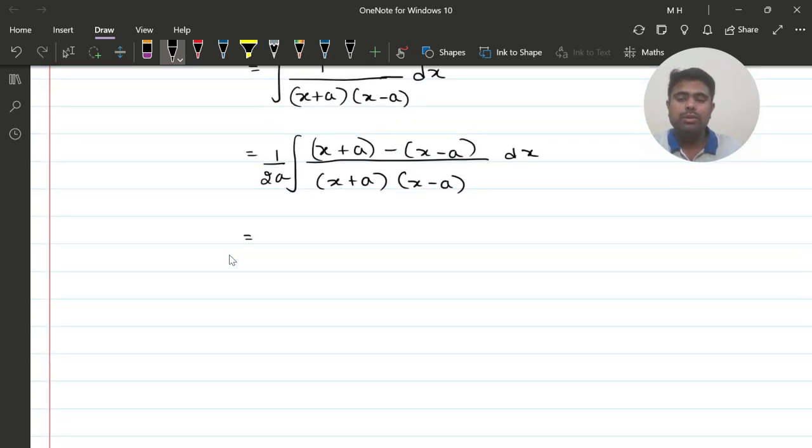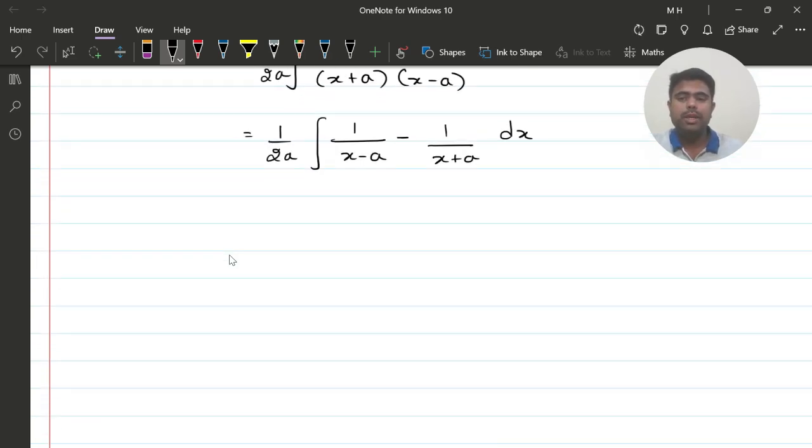So this is equal to 1 by 2a into the integral of, you split the integral now, x plus a by x plus a into x minus a. X plus a cancels, I will get 1 by x minus a, right? Minus x minus a by x plus a into x minus a, these two cancel in the second term, right? So I will get 1 by x plus a dx, right?